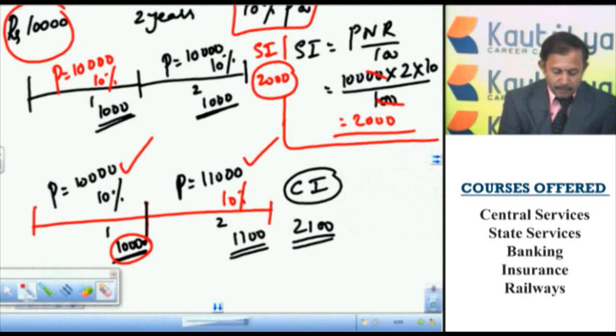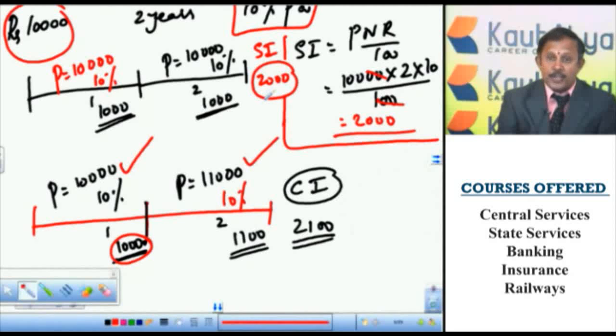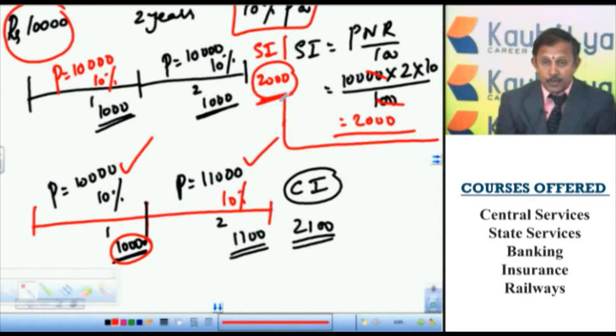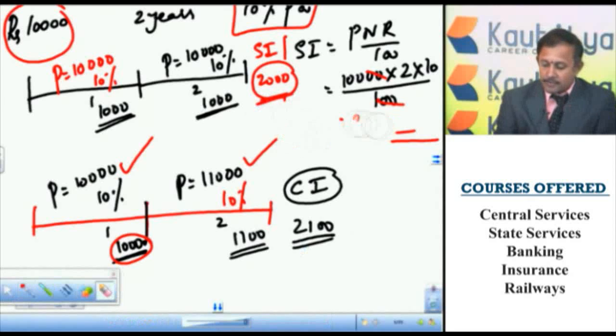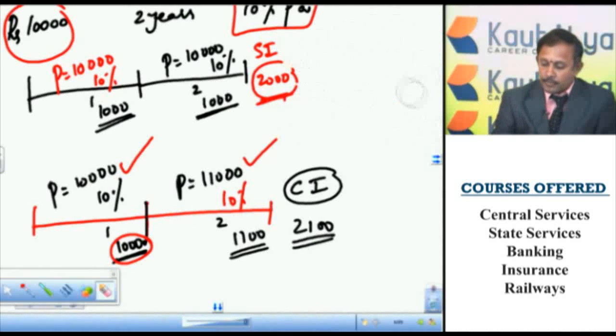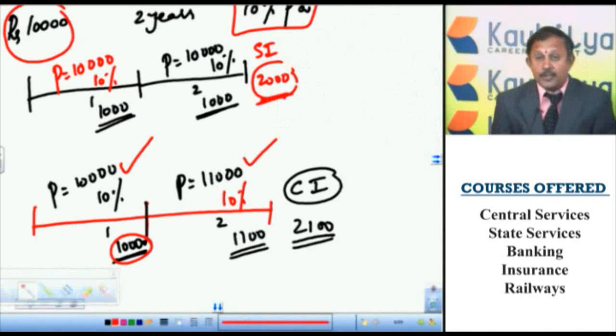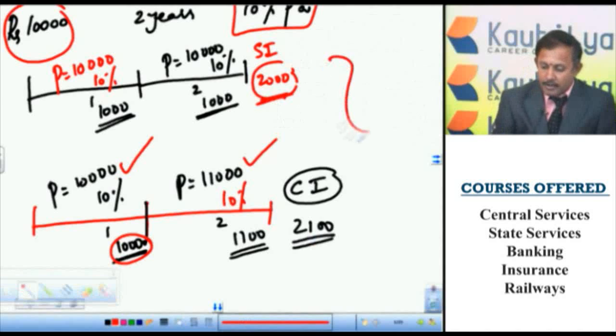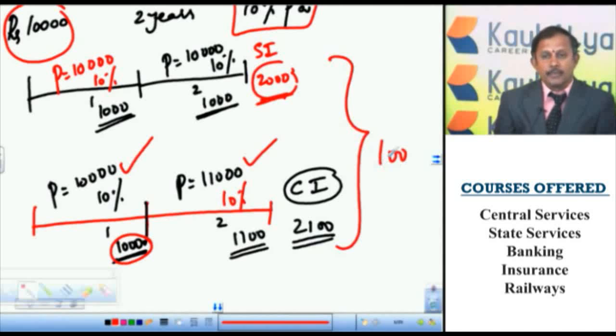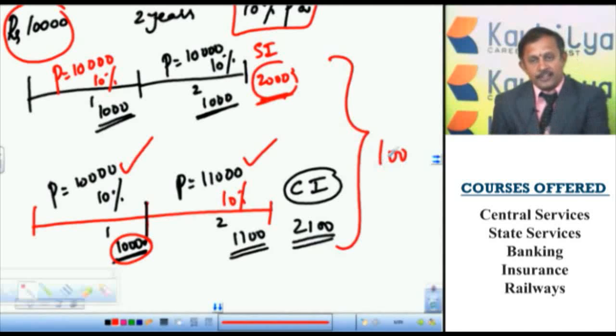In this example, the simple interest at the end of 2 years is obtained as 2000, and the compound interest at the end of 2 years is obtained as 2100. So here what we have to observe is, the simple interest for 2 years is 2000, and the compound interest for 2 years is 2100. The difference between these two is 100 rupees. No doubt compound interest will be more than the simple interest.